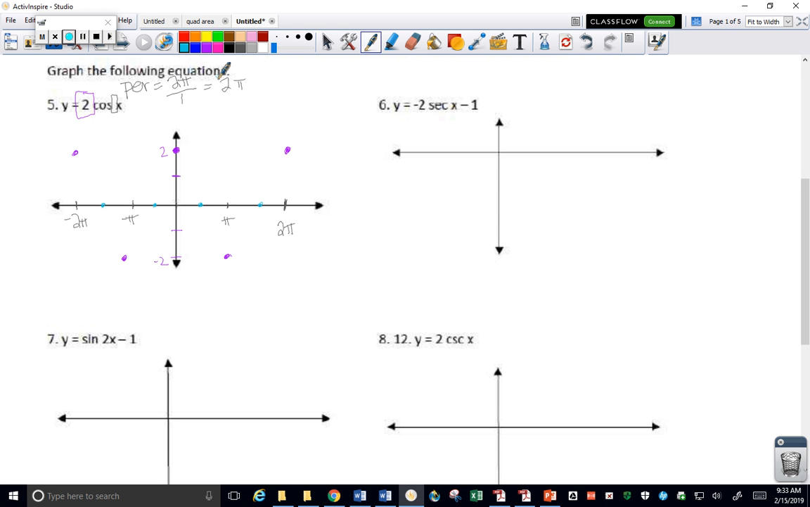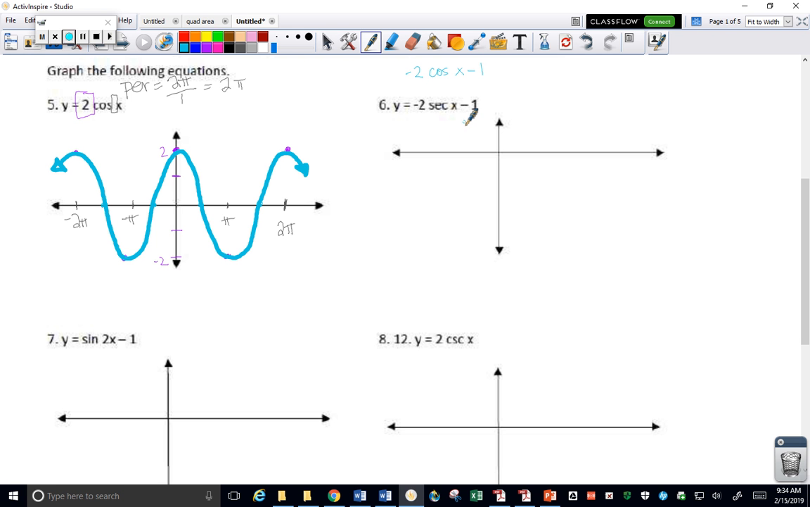Now from these dots, we should be able to make a semi-smooth looking graph as best we possibly can to go through all the points. So this is twice as tall as a normal cosine graph, but it still has all of the other characteristics for cosine. Okay, now secant is friends of cosine, and we normally graph the secant by starting with a cosine graph.